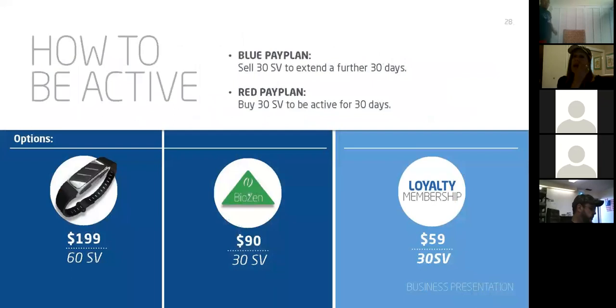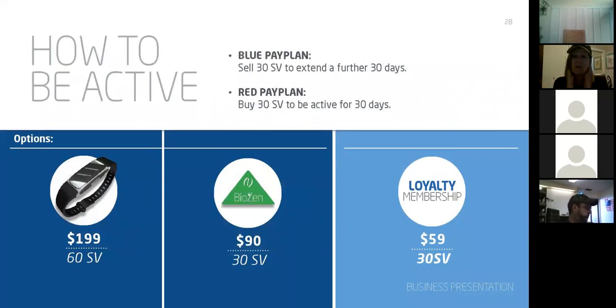All right. Now, to stay active, this is sometimes a little confusing for people. Being on loyalty does not make you active. If you're on loyalty, it's just the benefits that come with loyalty. It has nothing to do with being active or with earning commissions. Very, very key. These are two separate entities.